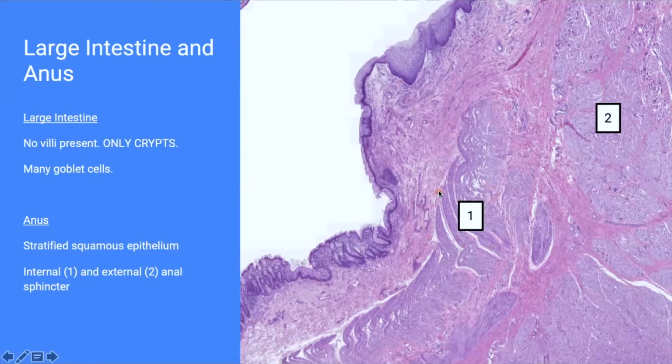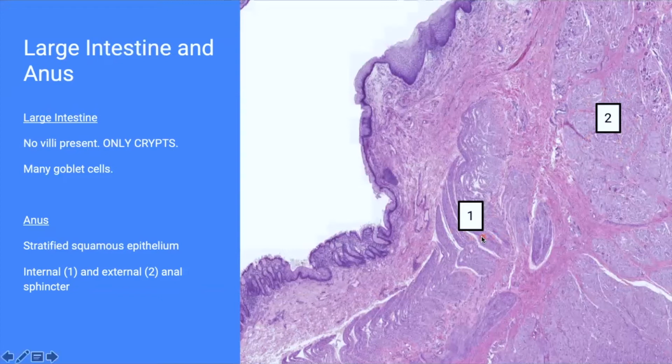These are anal sphincters. Just geographically speaking, we can make an intuitive guess that number 1 is going to be our internal anal sphincter, and then 2 is going to be that external anal sphincter. But if I were to zoom in on these 2 structures here, we'd likely see a difference in the makeup of the muscle structures there. So number 1 is going to be that internal anal sphincter, which, if we recall from physiology, is not under voluntary control, while number 2, that external anal sphincter, is under voluntary control.